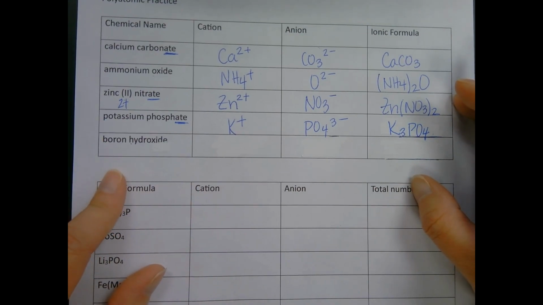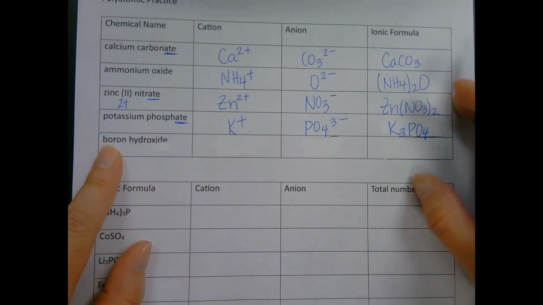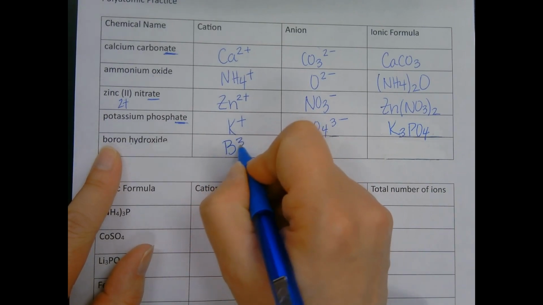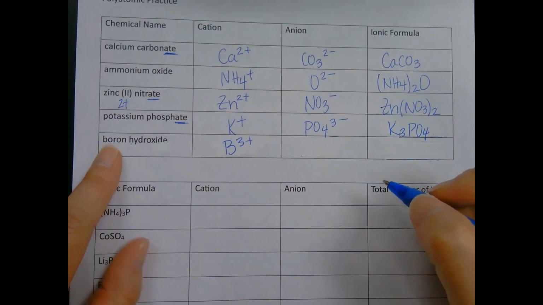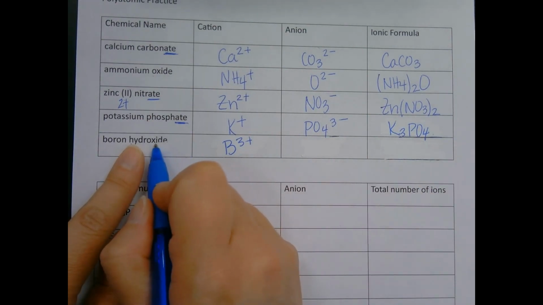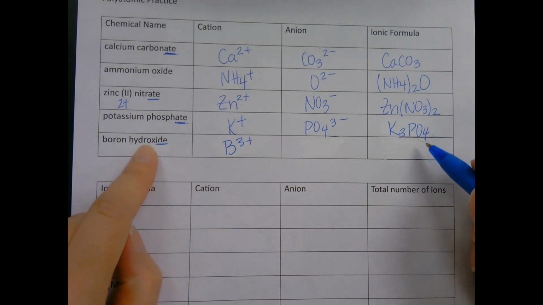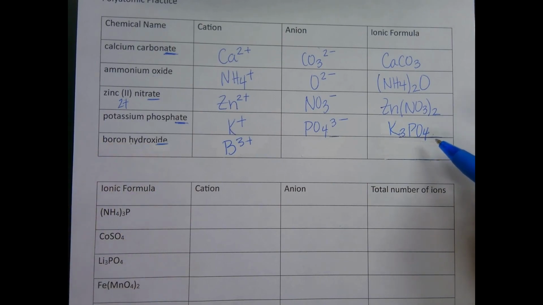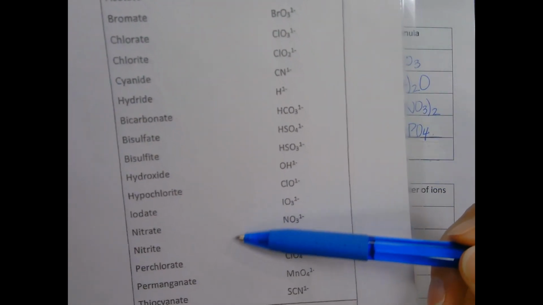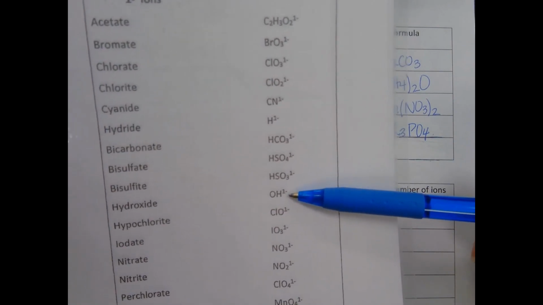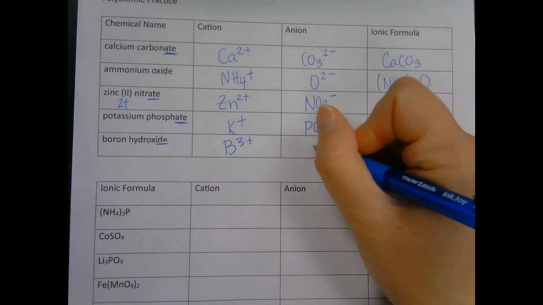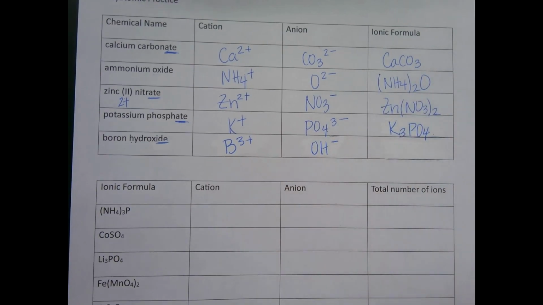Okay, next is boron hydroxide. Boron, we already know. Boron is a 3 plus because it's in group 3A. Hydroxide, now the "ide" might confuse us a little bit because we think, oh, that's like a monatomic ion. But if we look at the root, we have hydro, so hydrogen, and ox, like oxide, so hydrogen and oxygen. If I check my reference sheet, I have hydroxide as OH 1 minus. So my anion is OH with a 1 minus charge.